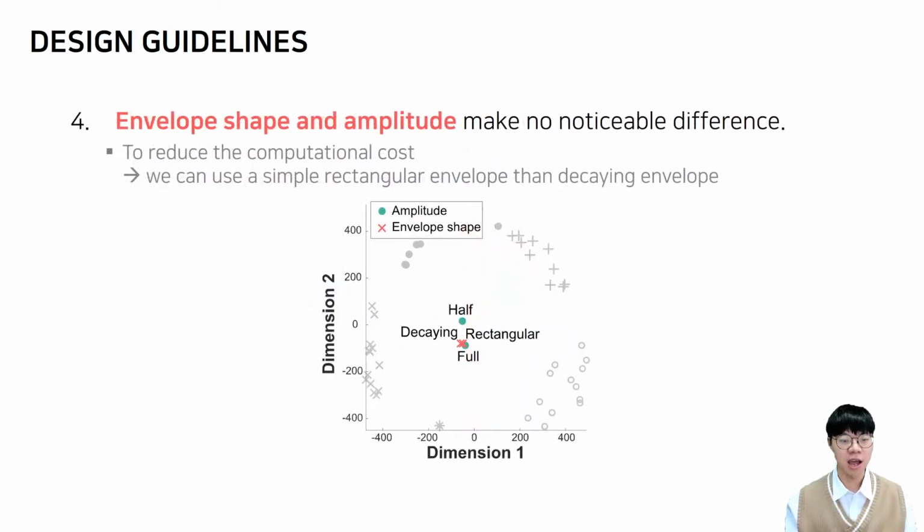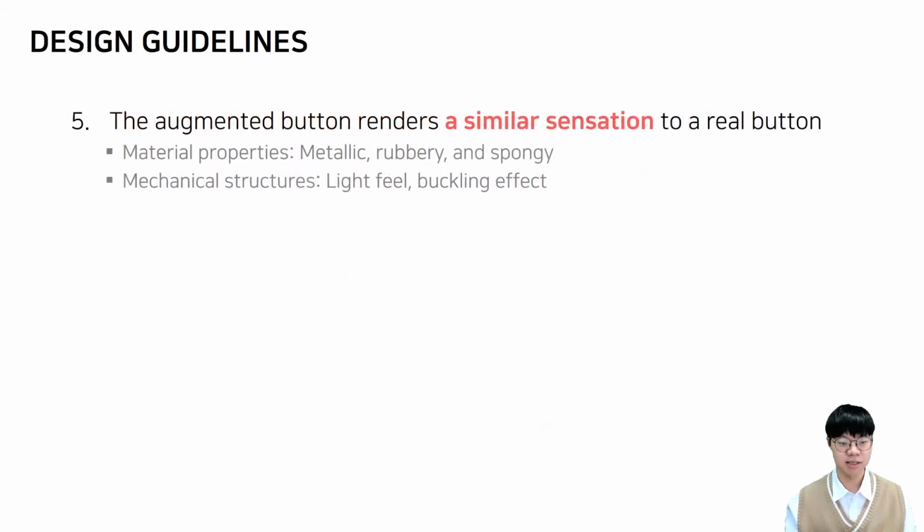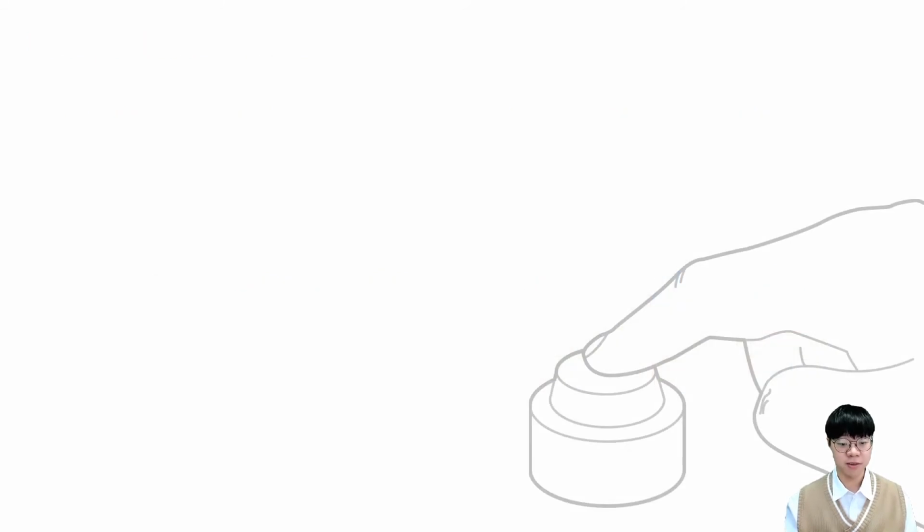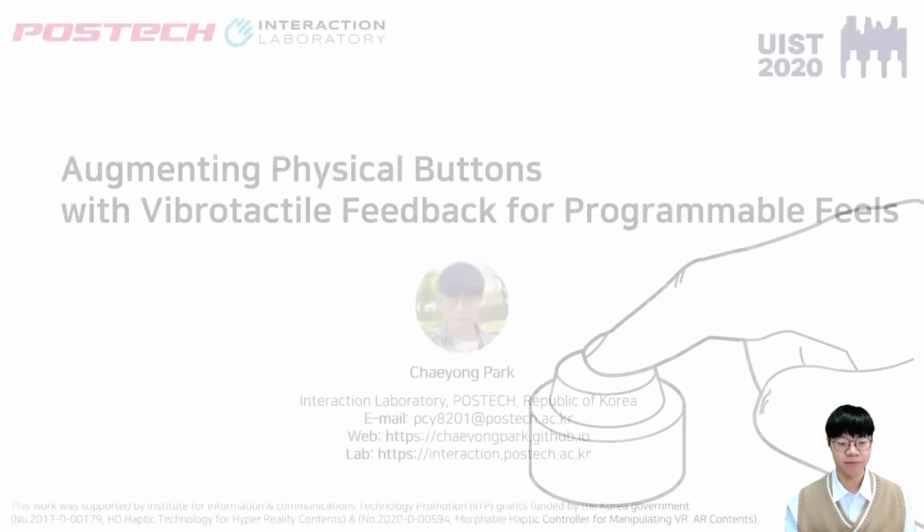Next, envelope shape and vibration amplitude make no noticeable difference in haptic augmentation. So, we can use simple patterns without complex computational cost. Last, the augmented button renders a similar sensation to a real physical button that exhibits material properties or buckling effects. From our observations, for the base linear physical button, haptic augmentation with vibrotactile feedback is a very effective technique in expanding button click sensations. This is the end of my talk.